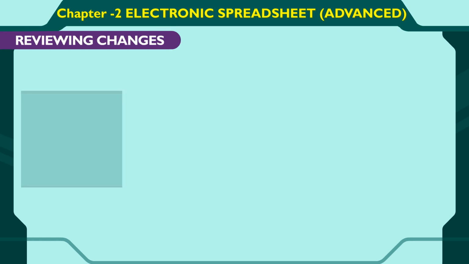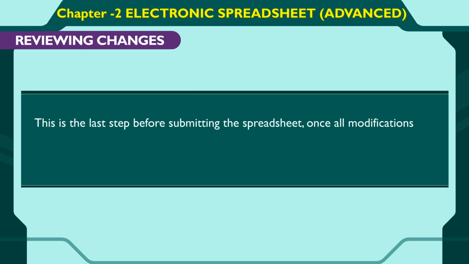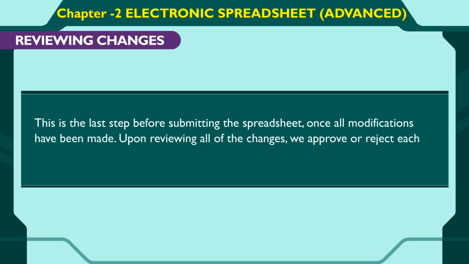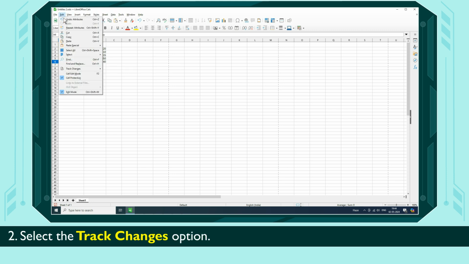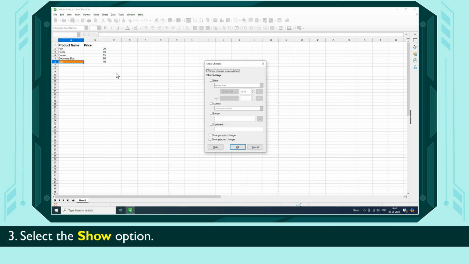Reviewing changes. This is the last step before submitting the spreadsheet once all modifications have been made. Upon reviewing all of the changes, we approve or reject each change in order to create the final spreadsheet. Follow the steps given below to view the changes. 1. Click on the Edit menu. 2. Select the Track Changes option. 3. Select the Show option.